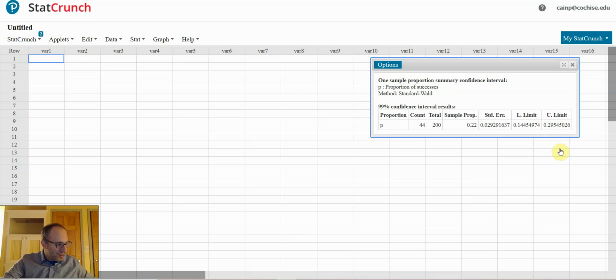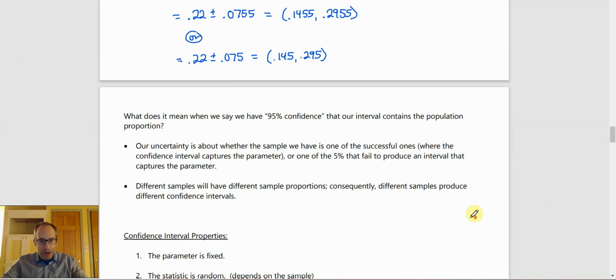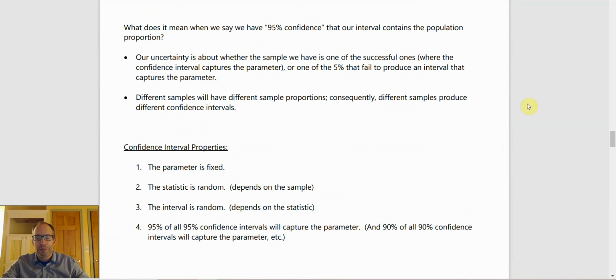Okay, next, back into a little more theory. So what does it mean when we say we have 95% confidence or any other confidence level, 99, 90? But what does it mean when we say we have 95% confidence that the interval contains the population proportion?